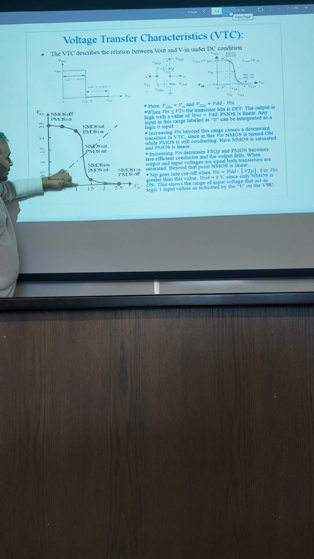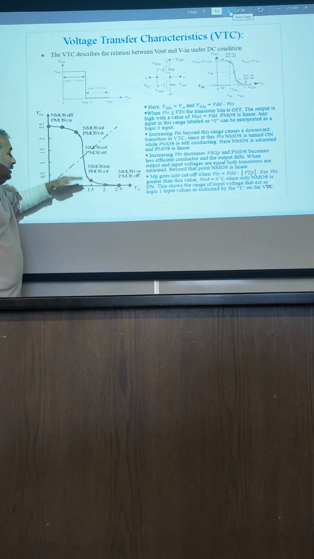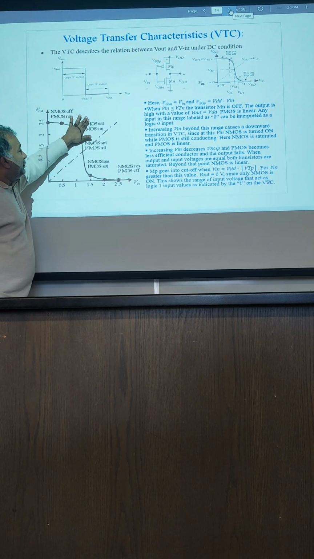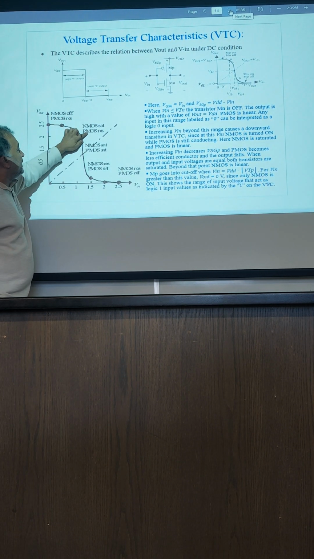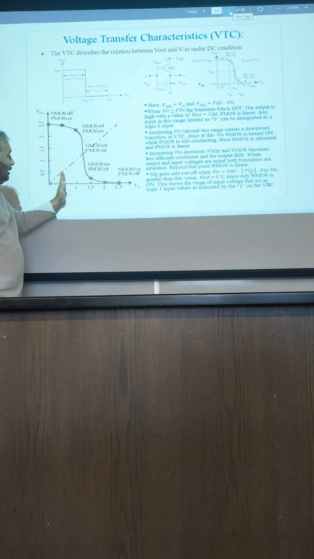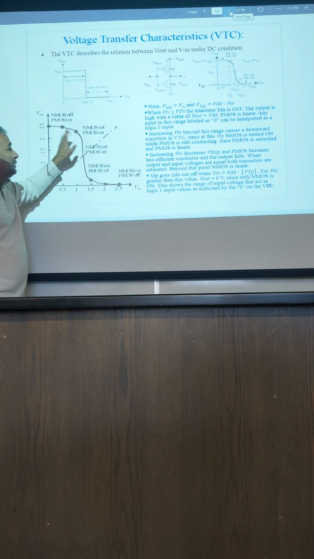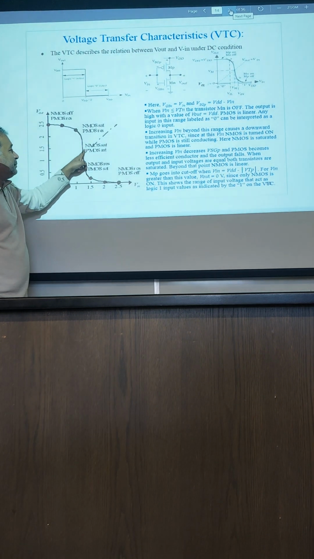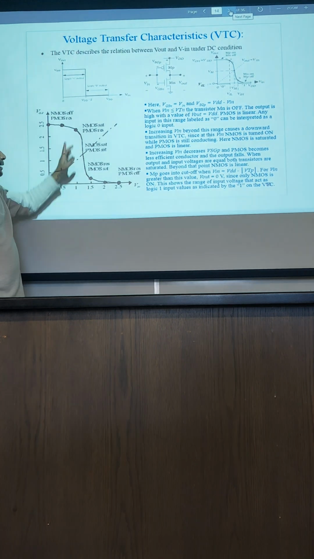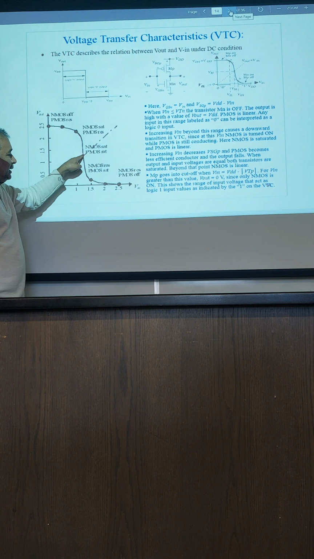So at this point, both NMOS and PMOS will be on in saturation region. With further increase, NMOS will be in saturation, PMOS will still be in linear region, but it will gradually enter into saturation region. With further increase, we will reach the midpoint of the voltage transfer characteristics when, if you test the condition, both NMOS and PMOS will be in the saturation region and both transistors will be on. This is the midpoint of the voltage transfer characteristics.